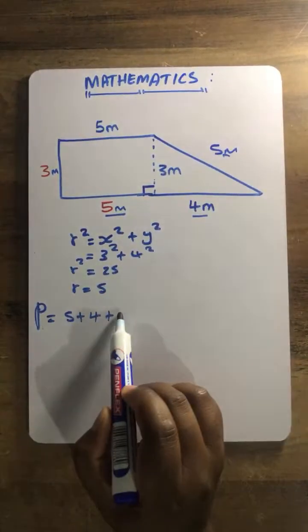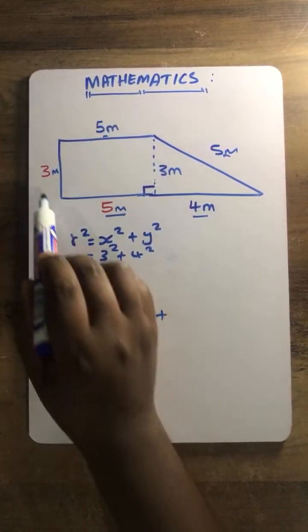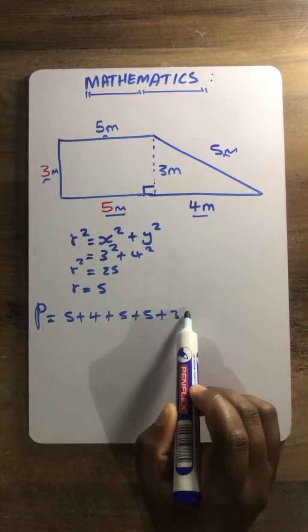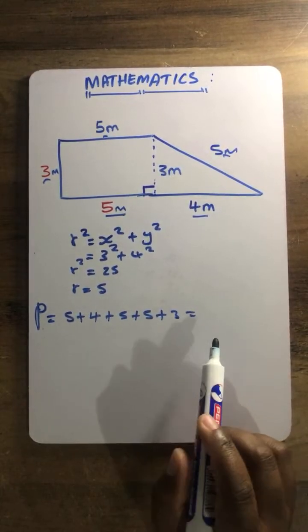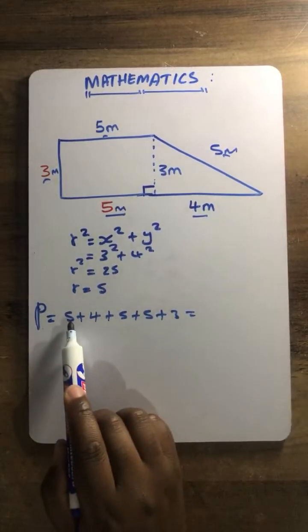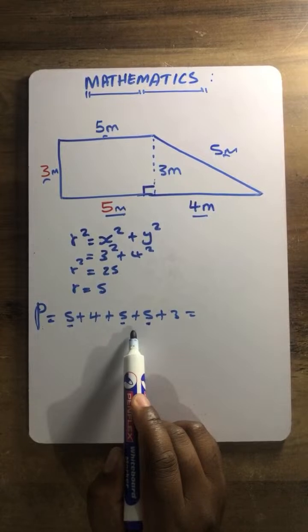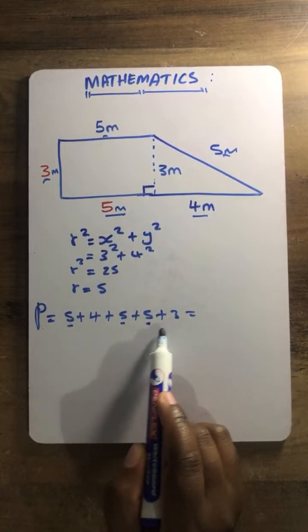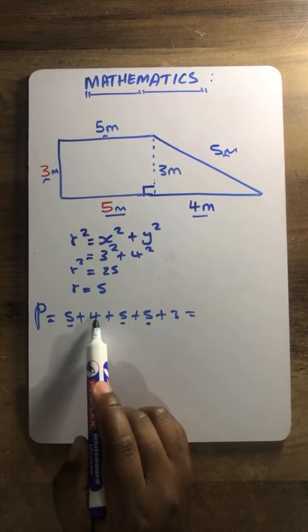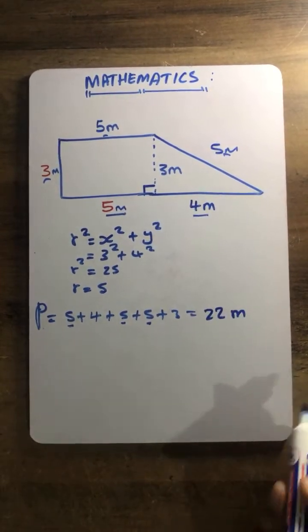So I can start here and say that 5 meter plus that 4 meter plus that 5 meter plus that 5 meter plus that 3 meter, which is equal to what? This, that, and that is 15, and then that plus that makes it 20, and then you remain with 2. Then it means the perimeter is that.